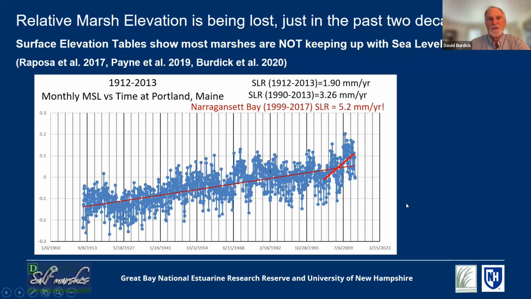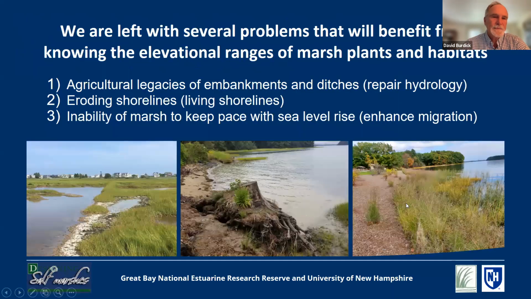And so we have to make some decisions on how we're going to manage these marshes in the future. It brings us to some important questions. Next slide. The problems I just alluded to include agricultural legacies. On the left-hand picture, you can see a pretty straight line. That's an old agricultural berm. All of the salt marshes in New England were terraced systems with terraced agriculture and berms or embankments and drainage features of ditches.